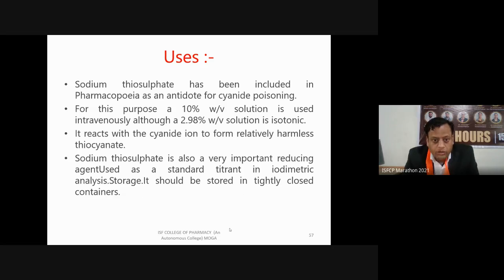Sodium thiosulfate is also a very important reducing agent, so it is used as a reducing agent. It is used as a standard titrant in iodimetric analysis, where the iodine derivative compound is used in titration. It should be stored in tightly closed containers.